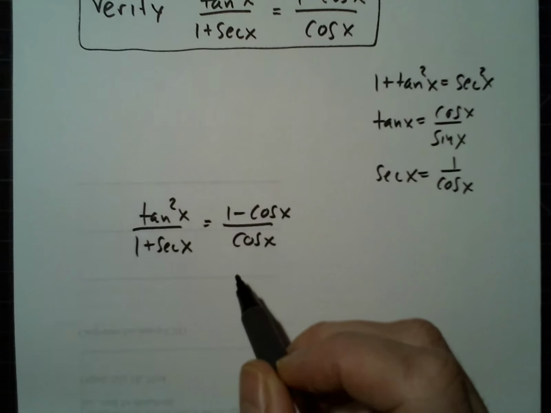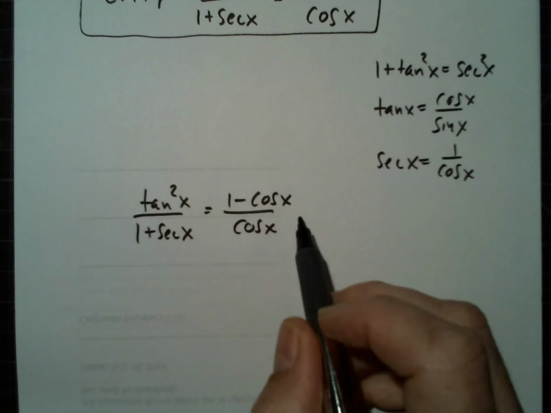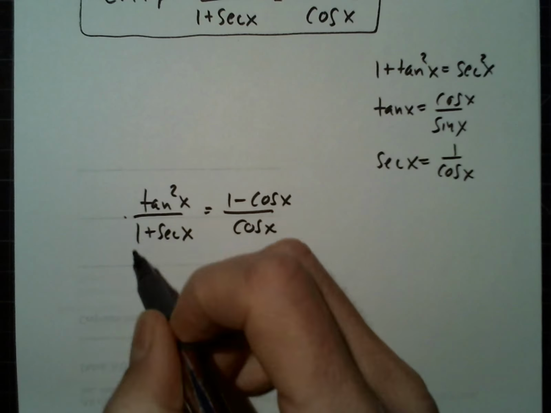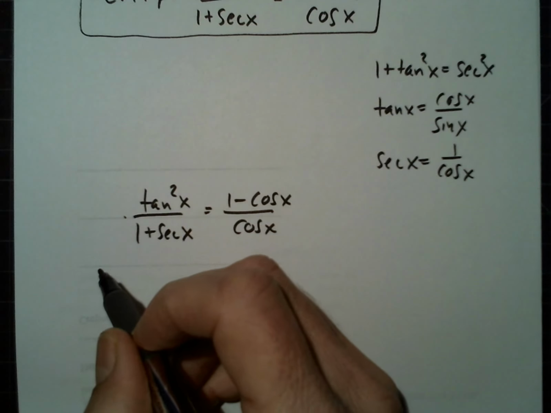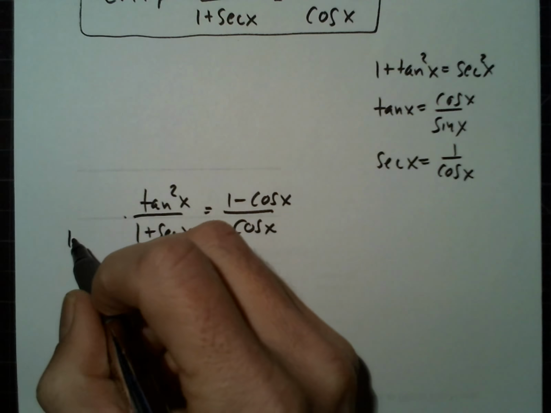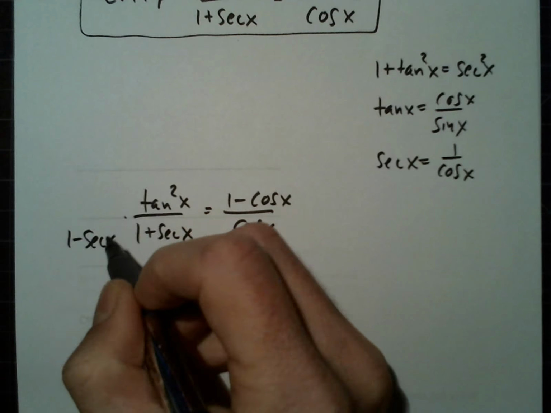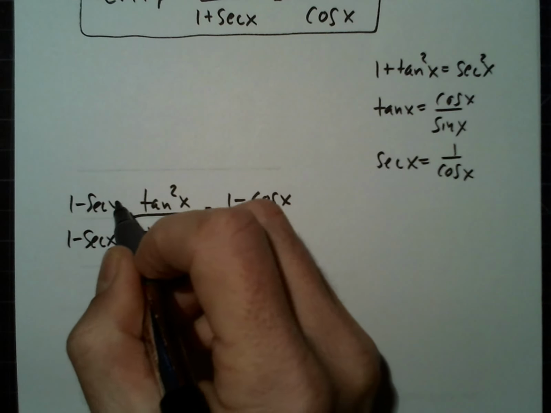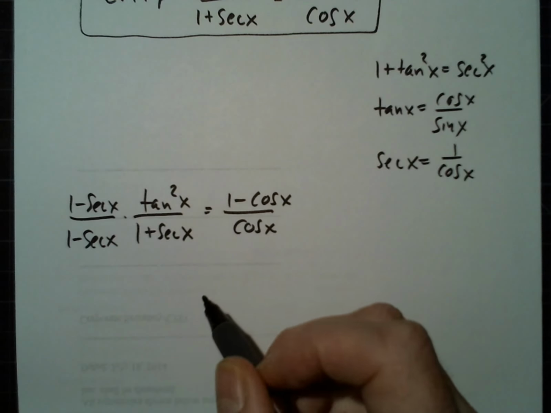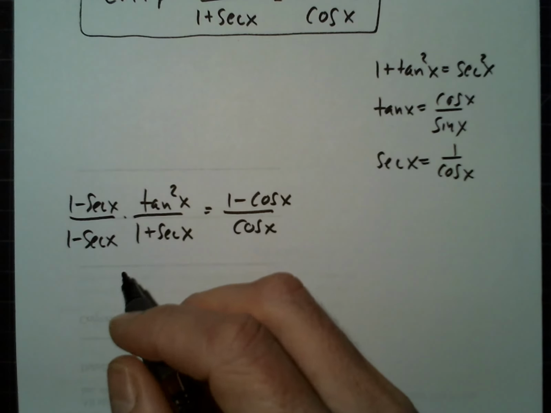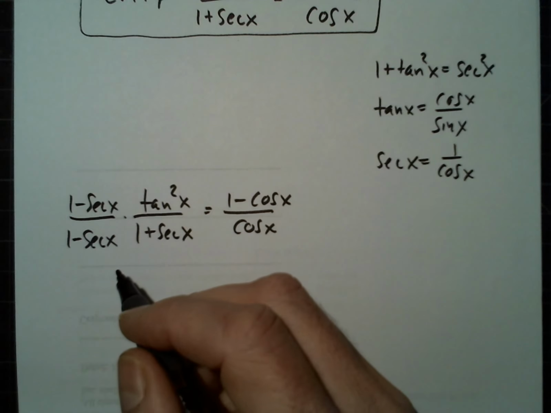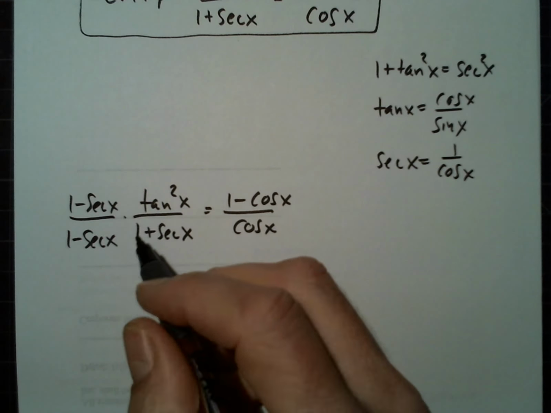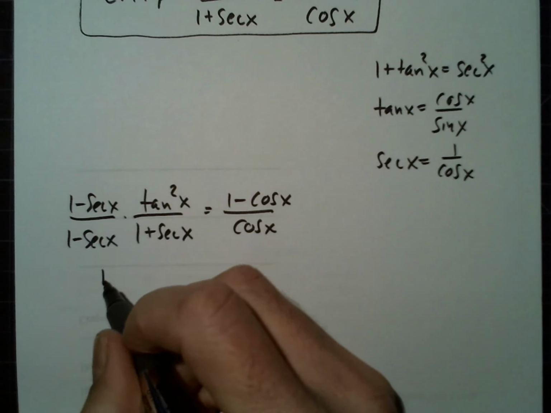And remember, when we verify identities, we can't multiply both sides by something. We have to just multiply this by 1, and that 1 is going to be 1 minus secant. And let's not distribute this yet.